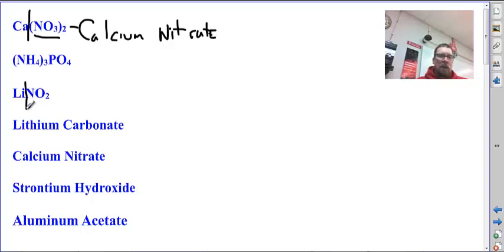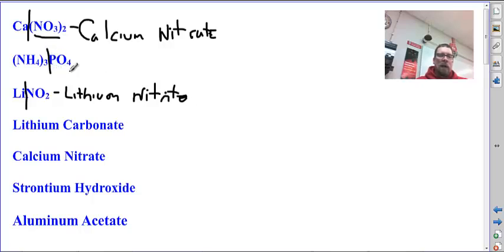Here, lithium is the very first element, so I'm going to write lithium. And then I'm going to look up what NO2 is on my cheat sheet of polyatomics. And that tells me that the name is nitrite. And then I just write it. Oops, my writing's a little... That word is nitrite if you can't read it.